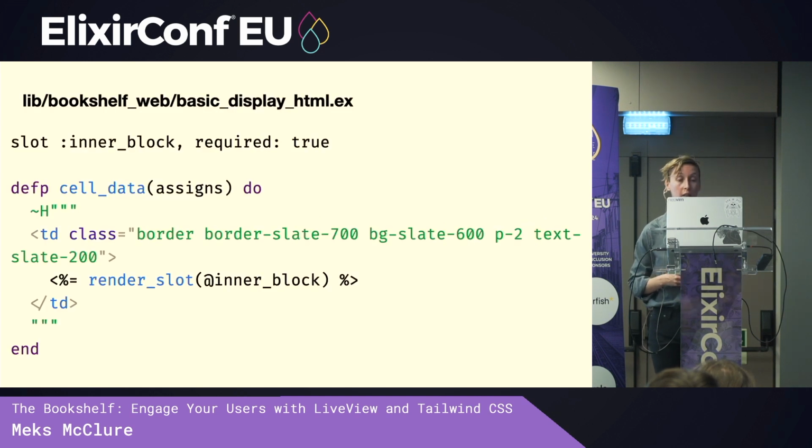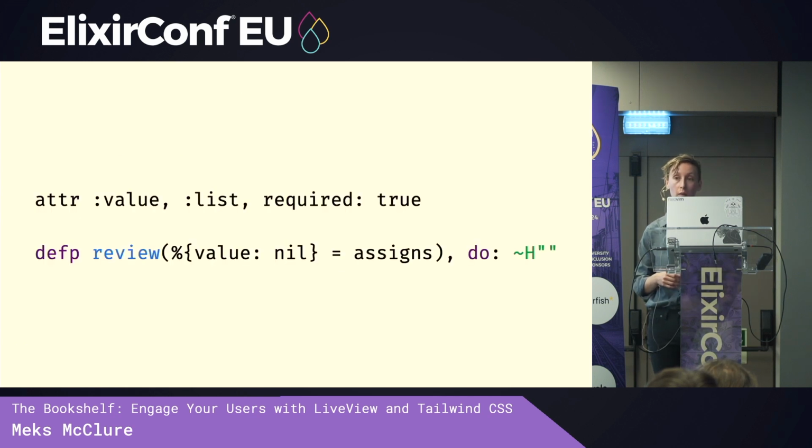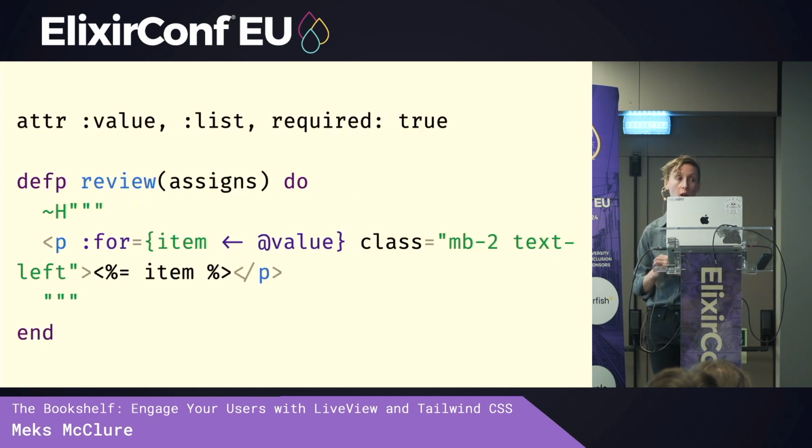She uses the provided slot macro to declare a slot for a new function component and uses the render_slot expression to render the HEEx content. And for the review column, Marcy writes her third function component with a value attr that she can iterate over for each section of the text of the review. She uses pattern matching on the function head to render an empty HEEx template if there is no text to show. Otherwise, she constructs a simple p tag with a little bit of bottom margin and aligns the text to the left using Tailwind utility classes.